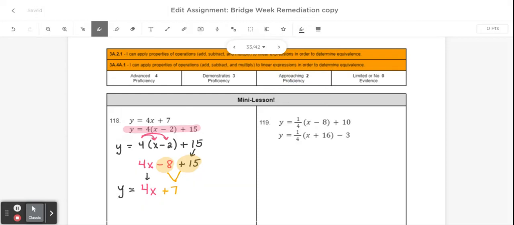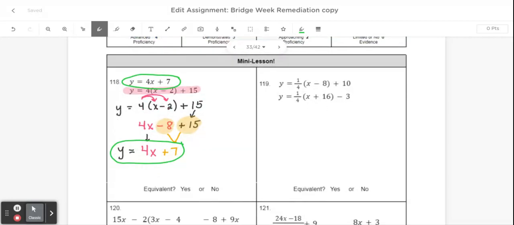Now, if you compare this final answer here to the answer we originally started with for the first equation, you can see that those actually end up being the same, even though they looked different at the beginning. So that tells us that yes, these two equations actually were equivalent. They just looked different because we hadn't simplified.